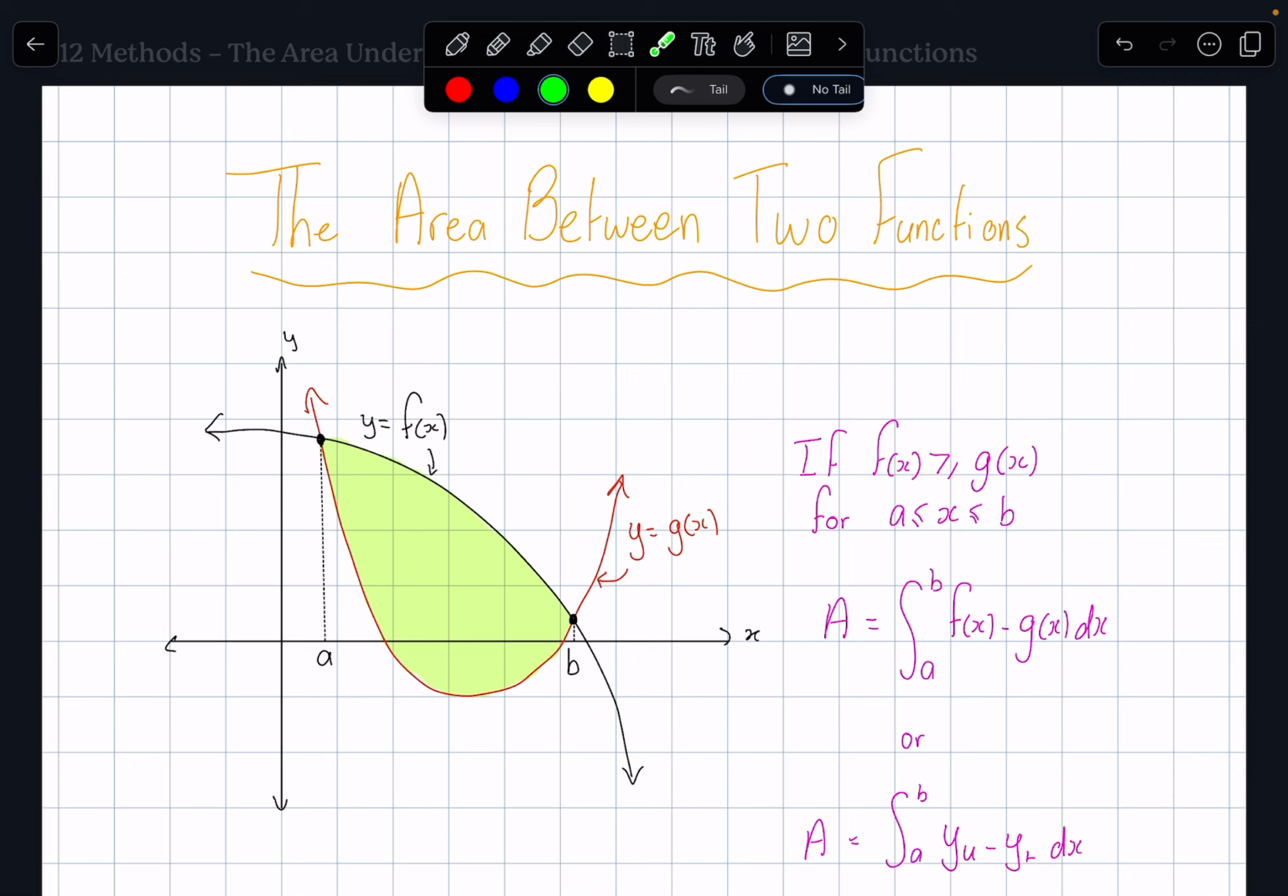So our little rule for that is if f of x is greater than or equal to g of x for a less than or equal to x, which is less than or equal to b, where a and b are actually the intersection points of f and g, then the area between those functions is the integral from a to b of f of x take g of x dx, or we could do it in terms of the upper function minus the lower function. And in this case, f of x is my upper function, g of x is my lower function over that domain. So you do need to be a bit careful of the order that you are doing your function subtraction.